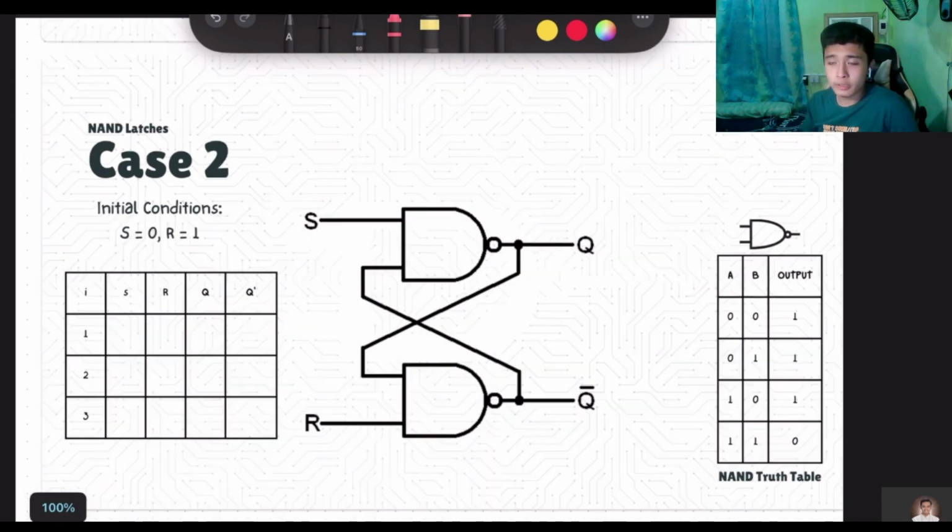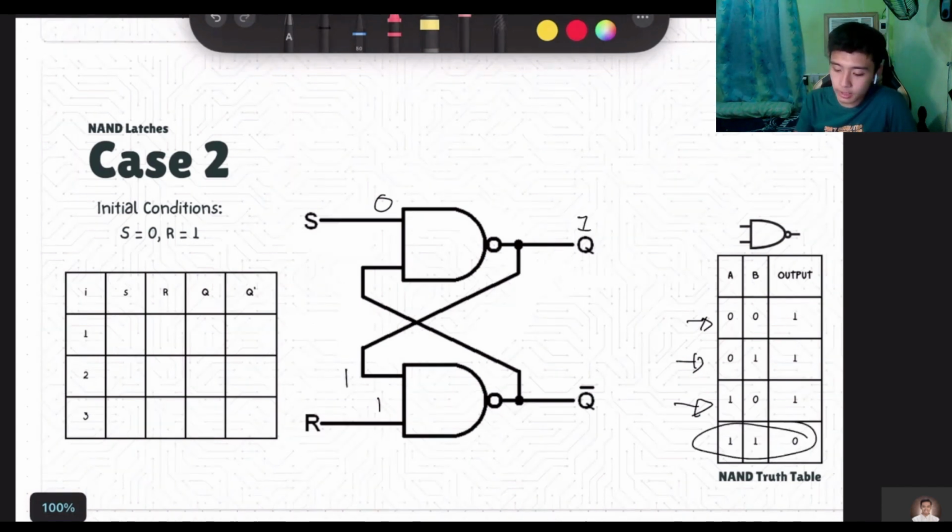Now we're going to proceed with the second case, wherein the initial conditions are S equals 0 and R equals 1. Like before, we are going to illustrate. Since the value of S is 0 and the value of R is 1, according to this truth table, when one of the inputs is 0, the output will automatically be 1. So from S, Q will be 1. The output of Q will be the input of R, so 1 and 1, then the output will be 0.